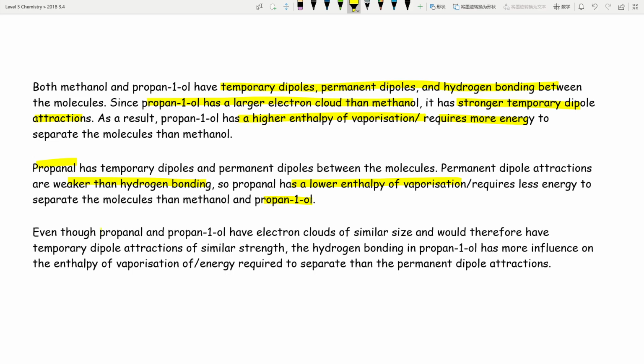Okay, but propanol, propanol have electron clouds of the same size, so it's going to be the second comparison I kind of did. So they have the same sort of molar mass, but because it doesn't have hydrogen bonding, it's going to be the weakest molecule in terms of the intermolecular forces.